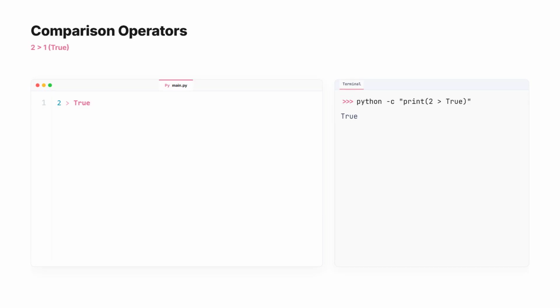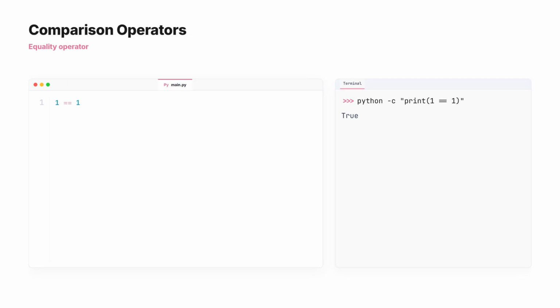Let's explore comparison operators more generally. The double equals operator checks whether two values are equal. 1 double equals 1 returns true. 2 double equals 1 returns false. The exclamation mark followed by an equals sign checks inequality. 1 not equals 1 returns false because the values are equal. 2 not equals 1 returns true because they are different.